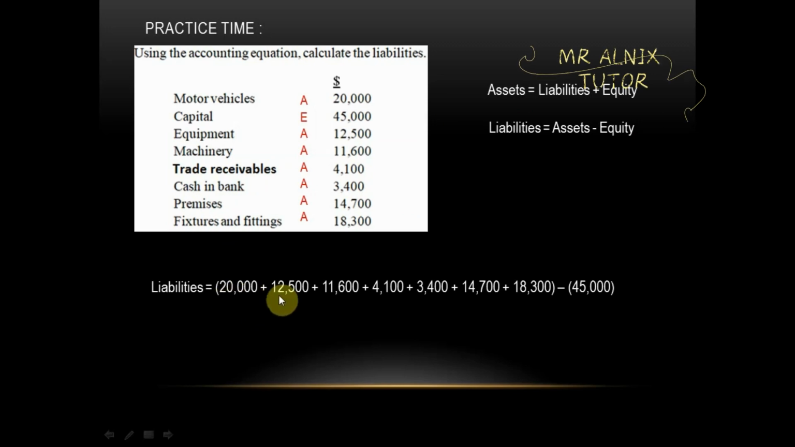Right, the first here is all the assets minus equity, which is 45,000 there. Then after we solve it slowly, step by step, finally we get the answer, which is 39,600. Alright.